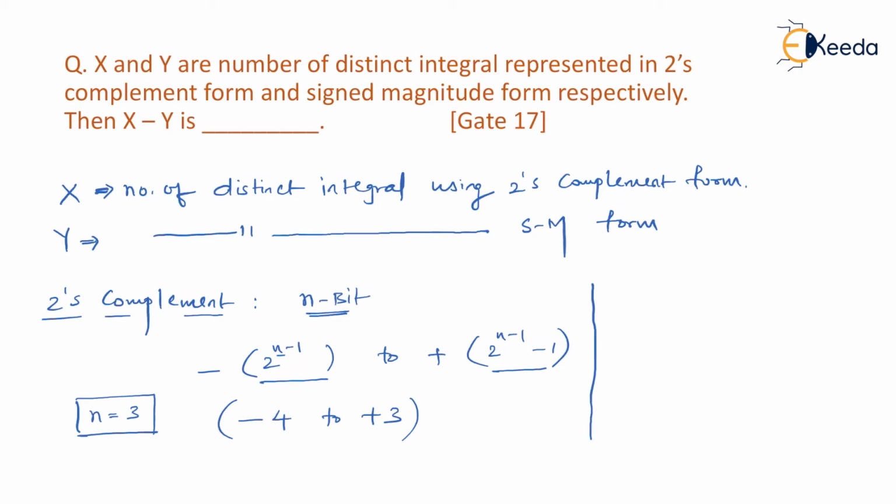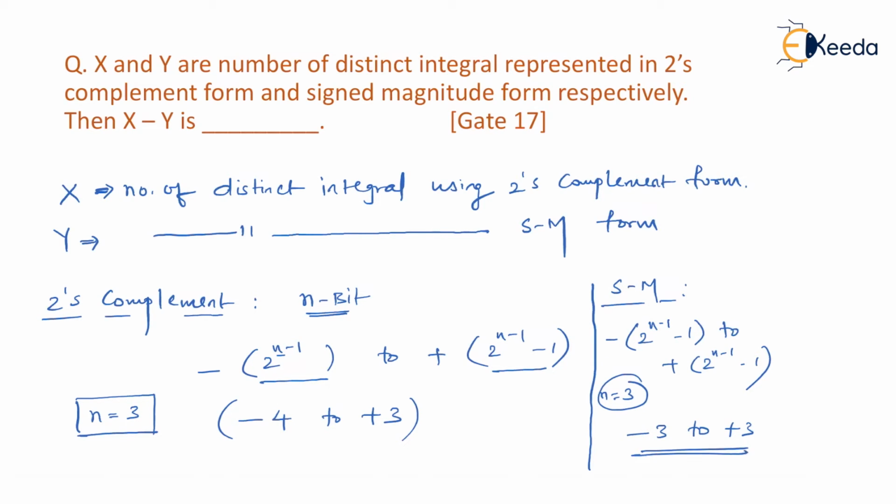Whereas, let's say for sign magnitude form, you know that the range is given like this: minus of 2 raised to n minus 1 minus 1 to positive of 2 raised to n minus 1 minus 1. So again, taking the same example, that is n equal to 3 here also, then it will go from minus 3 to plus 3. I hope you understood.